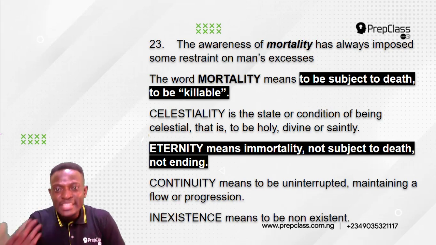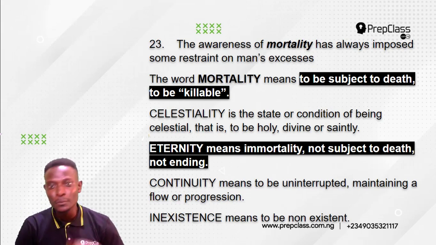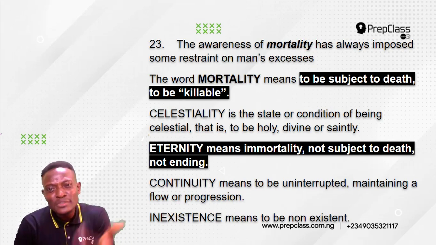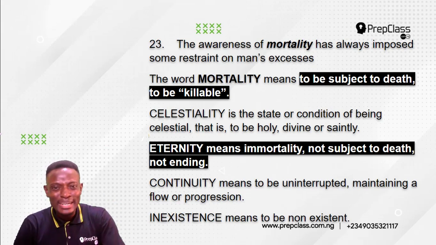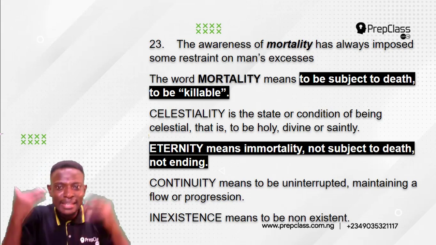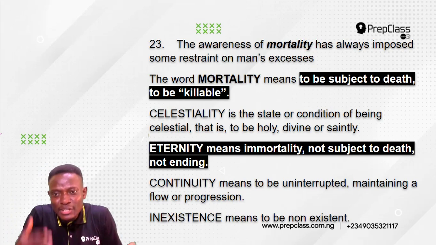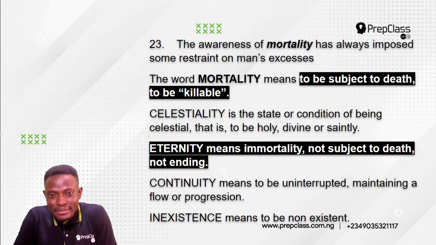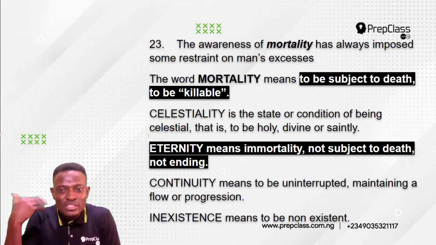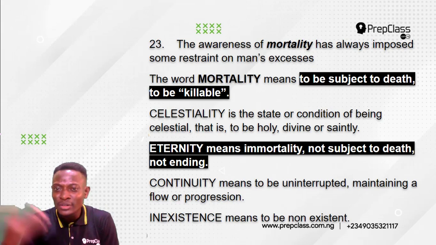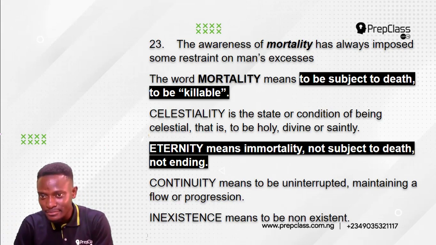So, which of these options is the opposite in meaning to mortality? Remember, mortality means to be subject to death, something that has the ability to die, something that can be killed. So the opposite in meaning to mortality is eternity. Eternity means immortality, not subject to death, not ending. It is continuous, not ending. Life that is not ending, not subject to death.